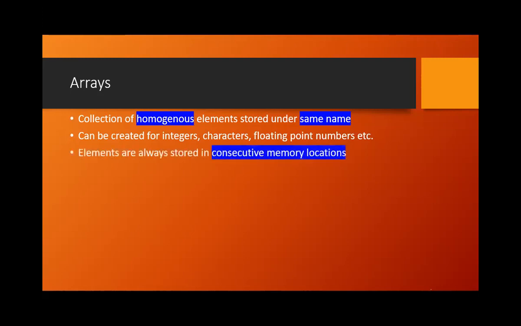Then, do you know that arrays, when we declare them in a C program, are stored or occupy consecutive memory locations? The elements of the arrays occupy consecutive memory locations. Are you aware of this? Did you study what we actually mean by consecutive memory locations?